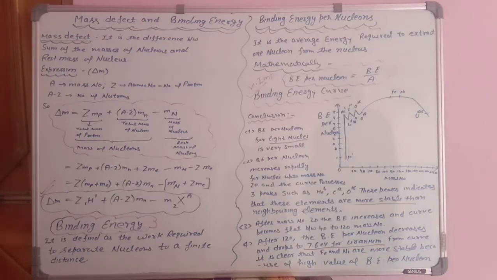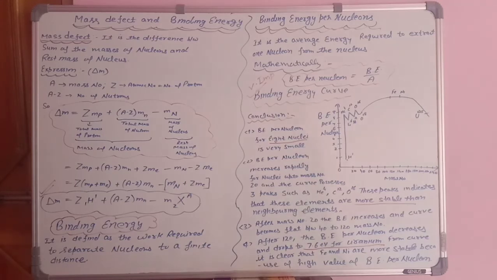Okay, now students, our next topic is very important, that is the binding energy curve. The definition is not written here, please write the definition. The binding energy curve is a graph between binding energy per nucleon and mass number. Once again, I am telling you to write it in your notebook. Binding energy curve is the graph between binding energy per nucleon and mass number.